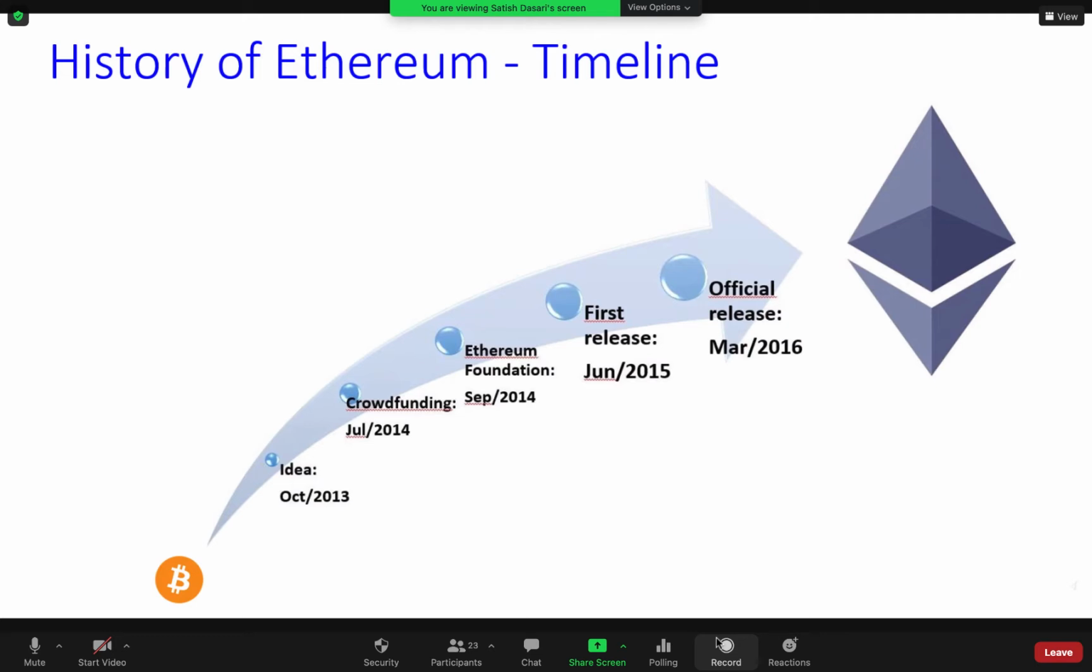The first release happened in June 2015, and the official release came in 2016. Since then, Ethereum started its era of accepting more and more decentralized applications onto this platform.